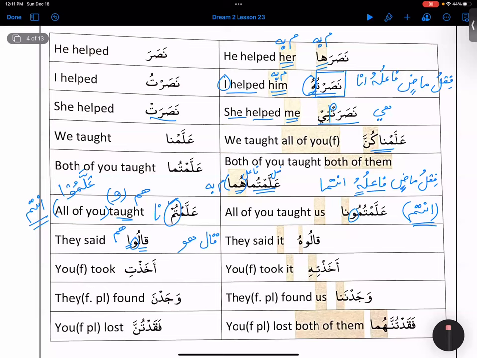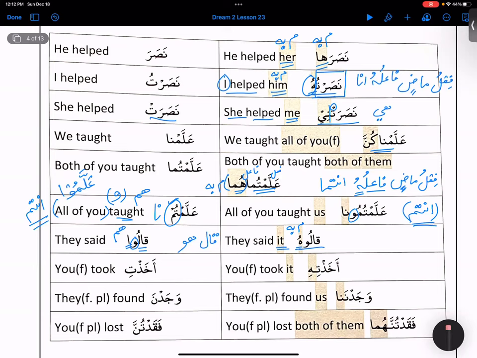Now, qalu. Qalu means they said, right? Now, qaluhu, how are we going to translate? Fa'ilun ma'din, fa'iluhu hum, and this hu is what? Hu is maful bihi. Very good. This is maful bihi. That's why we are saying they said it.